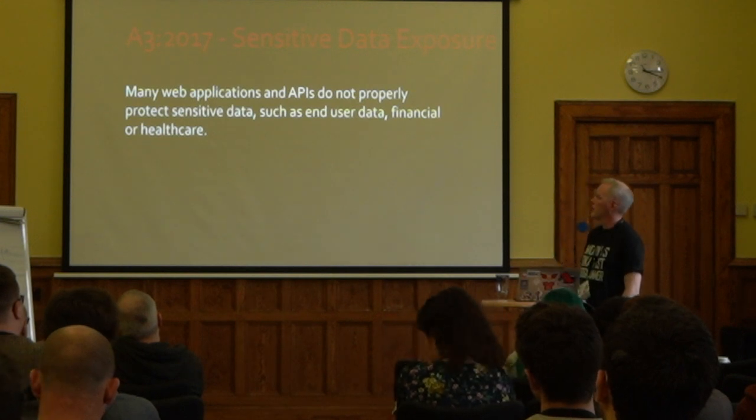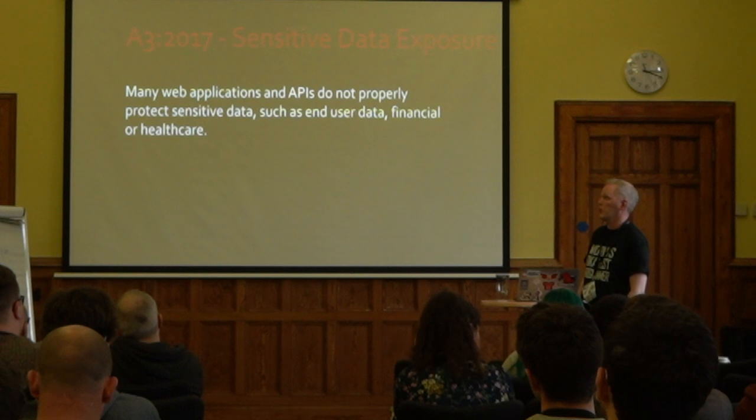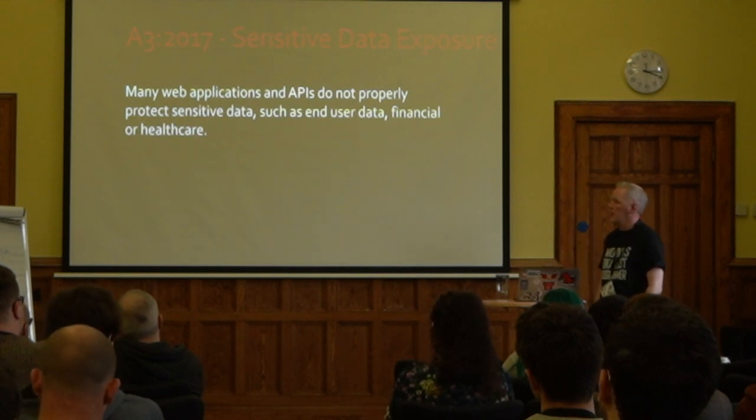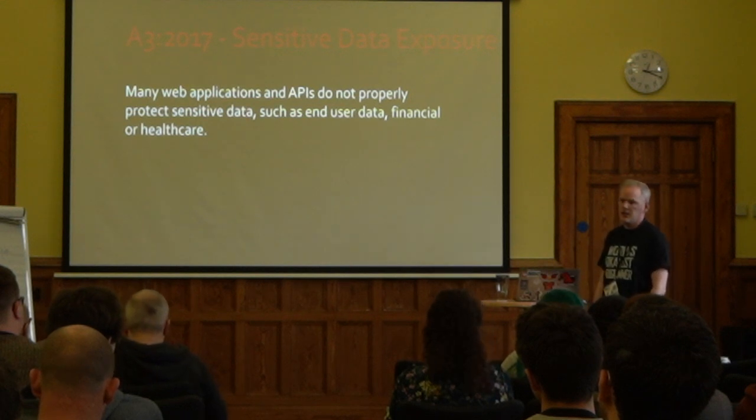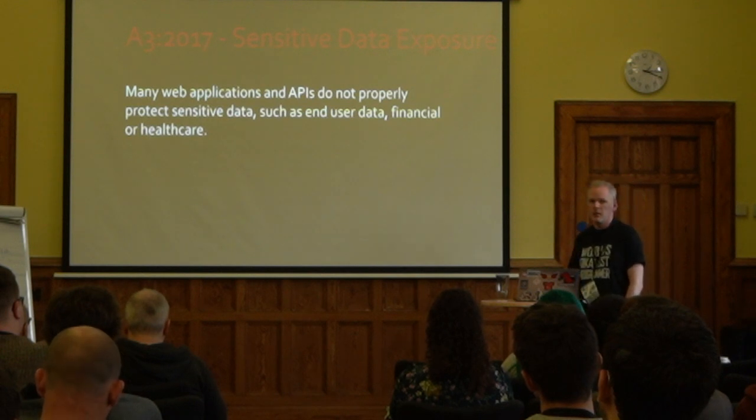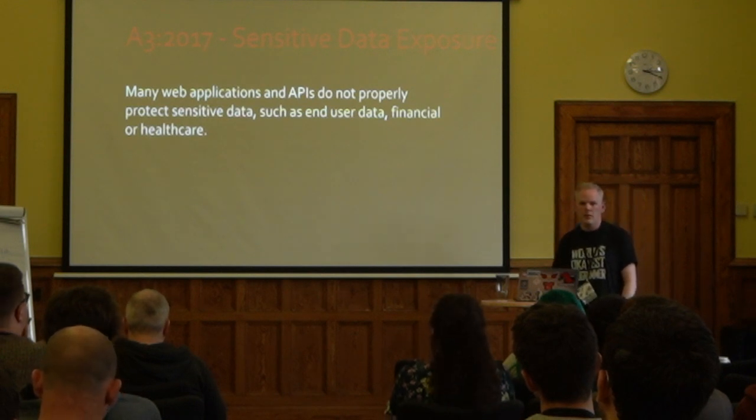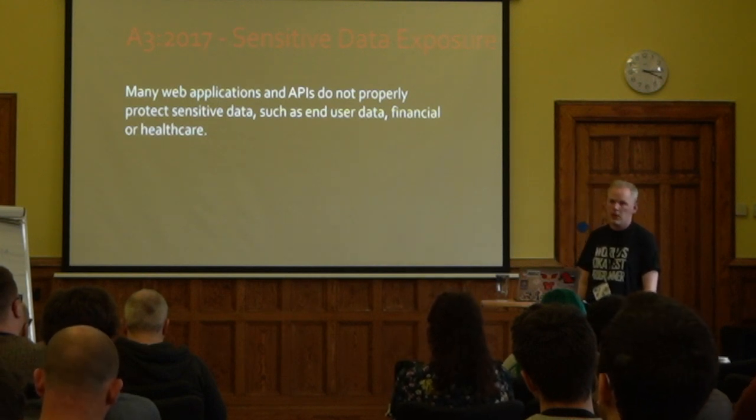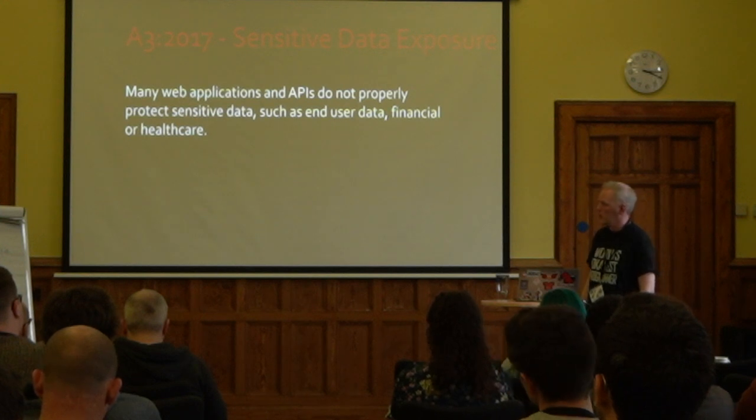Number 3, sensitive data exposure. This is one we've already seen. Many web applications and APIs do not properly protect sensitive data, such as end user, financial, or healthcare data. So we've already seen an example of this in our first SQL injection example, where the error page came up and gave away a lot of information. From that error page, we were able to see that it was vulnerable to SQL injection. It was using IIS, and we could even see what framework and things it was using.